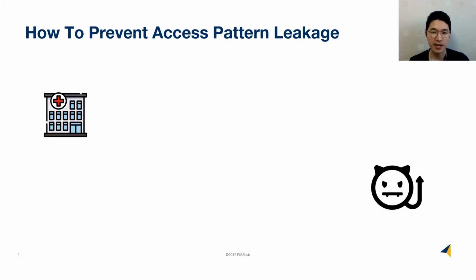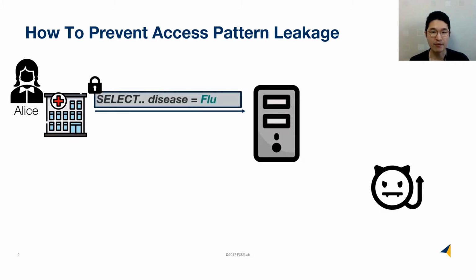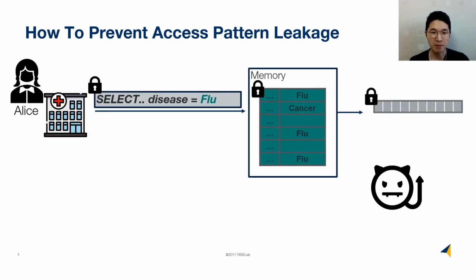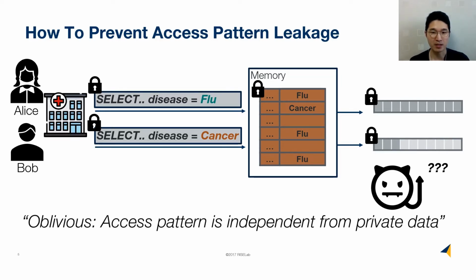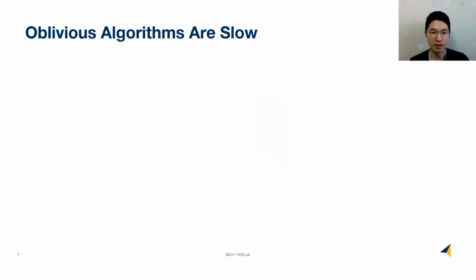So how can you prevent access pattern leakage? One naive approach would be just to make dummy access to every record in the database. Then, the memory access pattern always looks the same. Then the attacker cannot distinguish those two queries. This type of property is called obliviousness, which means that the access patterns are independent of the sensitive data content.